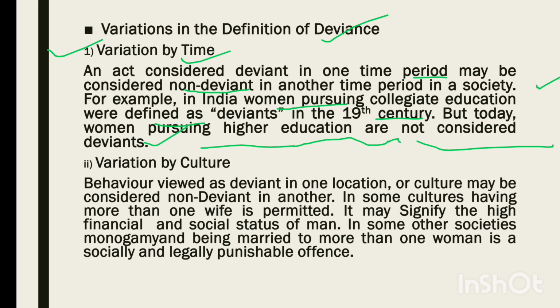Next, variation by culture. Behavior viewed as deviant in one location or culture may be considered non-deviant in another. In some cultures, having more than one wife, polygamy, is permitted. It may signify the high financial and social status of a man. In some other societies, being married to more than one woman is a socially and legally punishable offense.